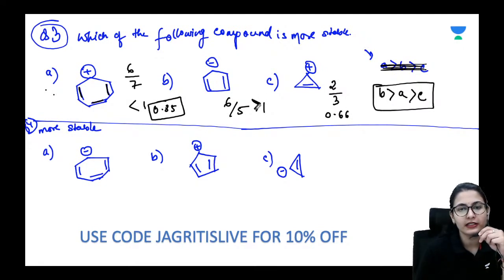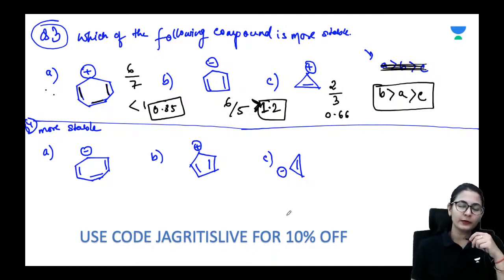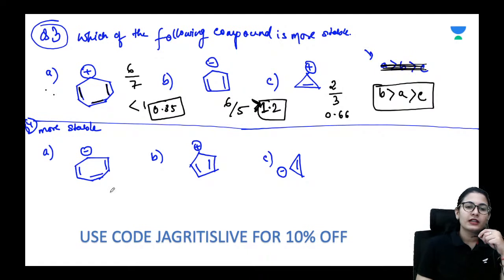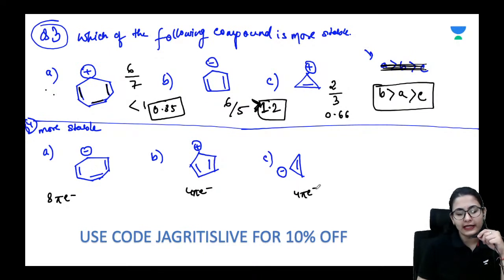Okay, this is going to be greater than 1 ratio. Alright, 1.2. Chalo, this is it. Now, about this one, second one, इसमें तो सब anti-aromatic है, isn't it? All of these are anti-aromatic, yes or no? This is also having 4 and 5 electron system, इसके पास 8 pi electrons है. This is going to have once again 4 and 5 electron system. This also 4 pi electron system.